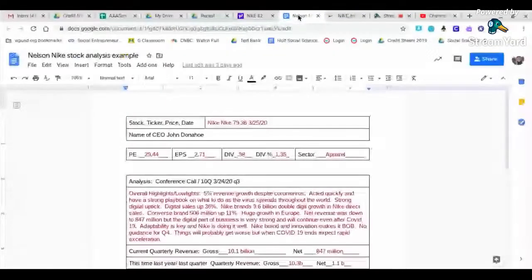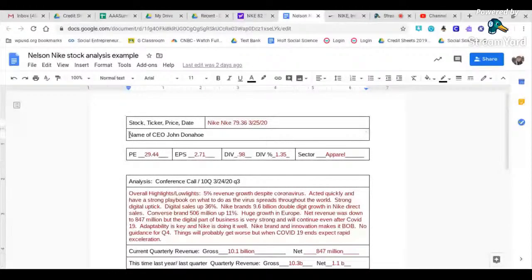Your stock analysis sheet should look something like this. Now, I did the example. Nike just reported, and so I have on this top line, the stock is Nike. The ticker is NKE. The price on the day that I looked at this was $79.36, and the date was 3/25/20. The second row here, name of CEO, John Donahoe.